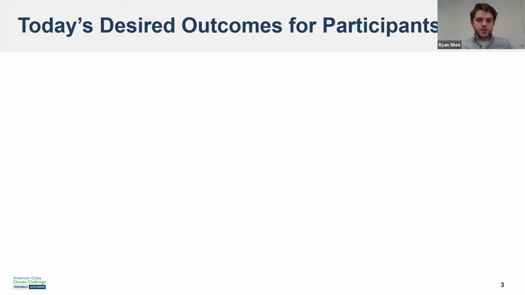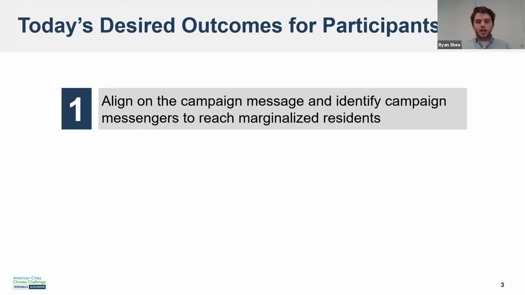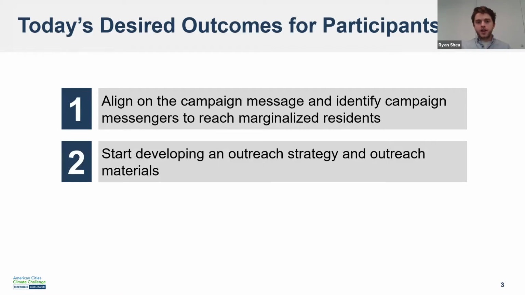We have two desired outcomes for participants. The first is to align on the campaign's message and then identify the campaign's messengers in order to reach marginalized residents. And our second desired outcome is to start developing an outreach strategy and those education and outreach materials. And these two outcomes is how we framed our agenda for today.